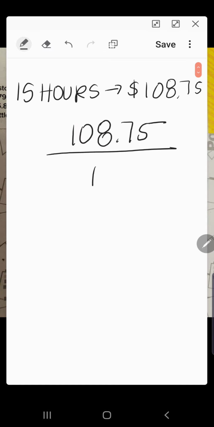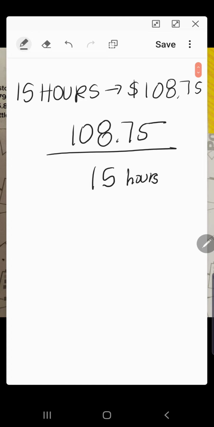So remember, in order to decide which number goes at the top or bottom, we need to remember that the period of time always goes in the denominator. So since 15 represents the period of time, hours, then that number will go in the denominator. And that makes it easy for us to kind of know what number goes at the top or bottom.